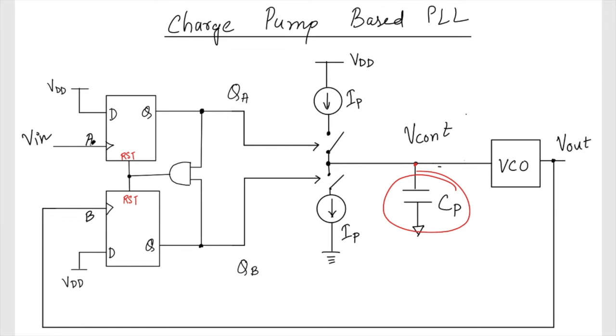So even if the phase error between A and B is zero, this capacitor will maintain some voltage, and that control voltage will be able to make the VCO oscillate at that particular frequency, as a result of which we can make the phase error between A and B zero. When we try to understand this mathematically, we'll also see why it is happening.